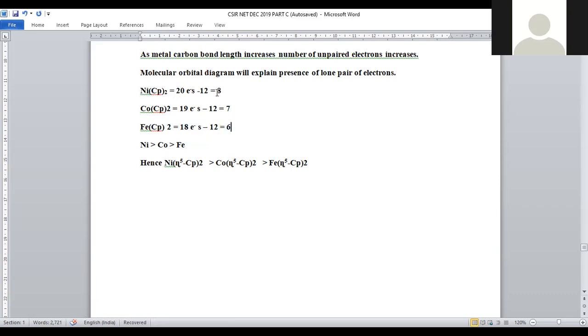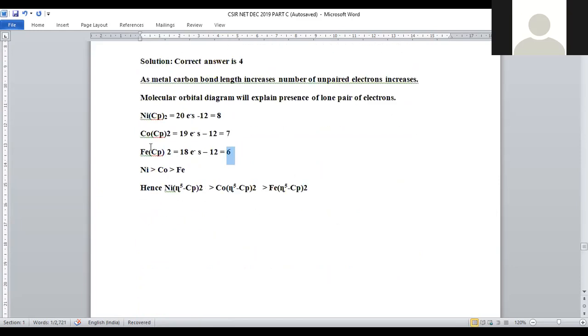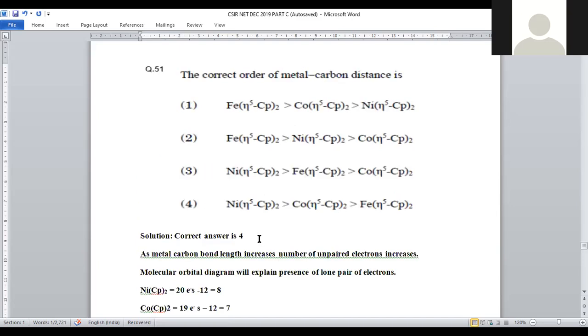So greater the number of unpaired electrons, greater will be the metal carbon bond length. Metal carbon bond length will be greater in the nickel complex, followed by cobalt, followed by iron. This is purely based on the total unpaired electrons present in the given complex. That's the reason why nickel followed by cobalt followed by iron. Option number 4 is the right answer for question number 51.